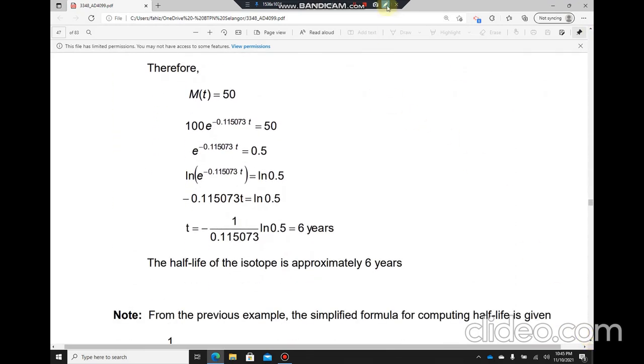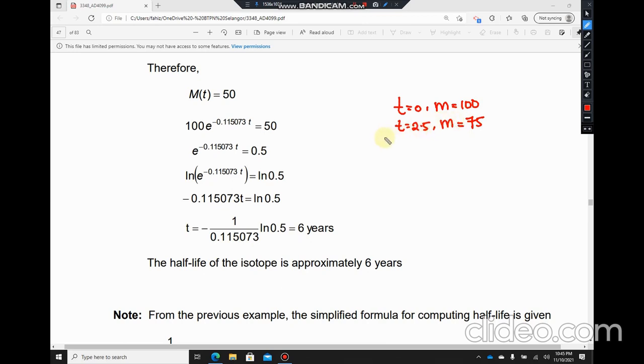Okay, this one initial, when T equals to 0, M equals to 100. When T equals to 2.5, M equals to 75. So tadi awak ada dua information kat sini. Okay, now since dia tanya half-life, automatic bila half-life, maksudnya sekarang dia nak cari T when M equals to 50.